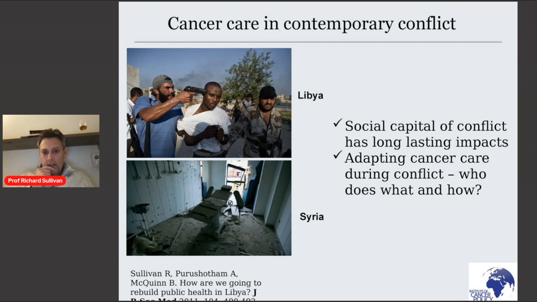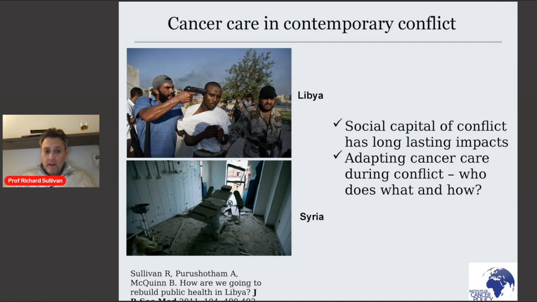When you look at Libya and Syria, what you do see, though, is social capital conflict has really long-lasting impacts. What do we mean by that? We mean loss of healthcare professionals abroad. In Libya, many of the trained cancer care professionals have left. They've gone to Tunisia, Morocco, to Italy. Very unsafe for many of them to go back. Syria, our estimates are something like 80% of the cancer workforce has also left.